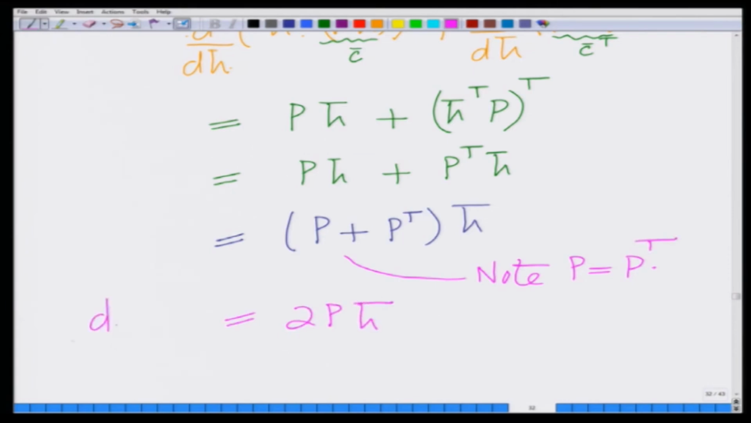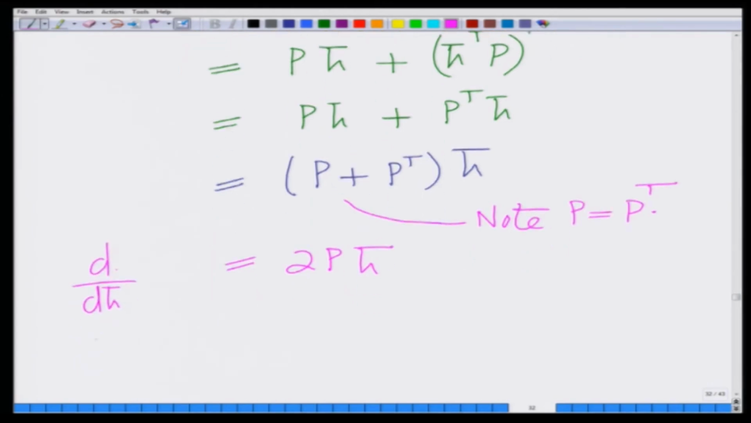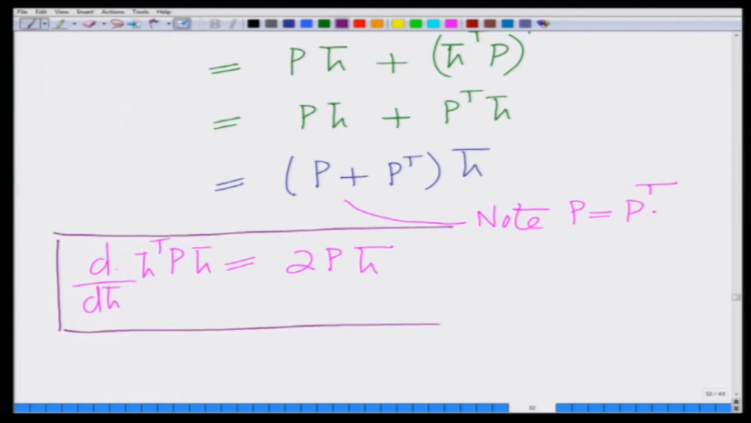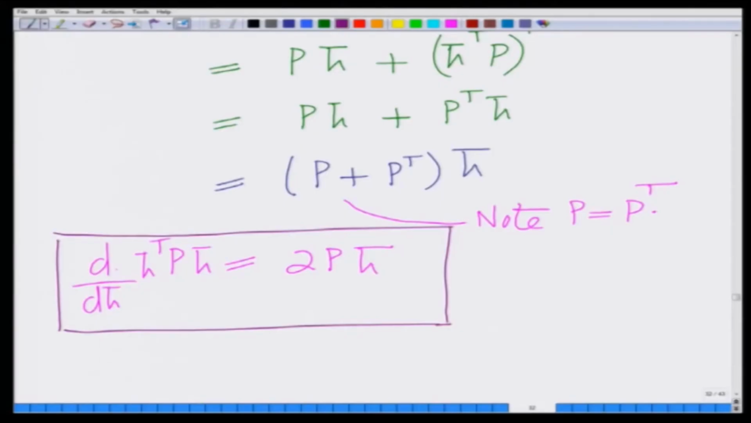So, the derivative of the quadratic form h bar transpose P h bar with respect to h bar is basically 2P times h bar, and this is another result that we have derived. That is, the vector derivative of h bar transpose P h bar with respect to h bar is 2P h bar for a symmetric matrix P, that is where matrix P is equal to P transpose.